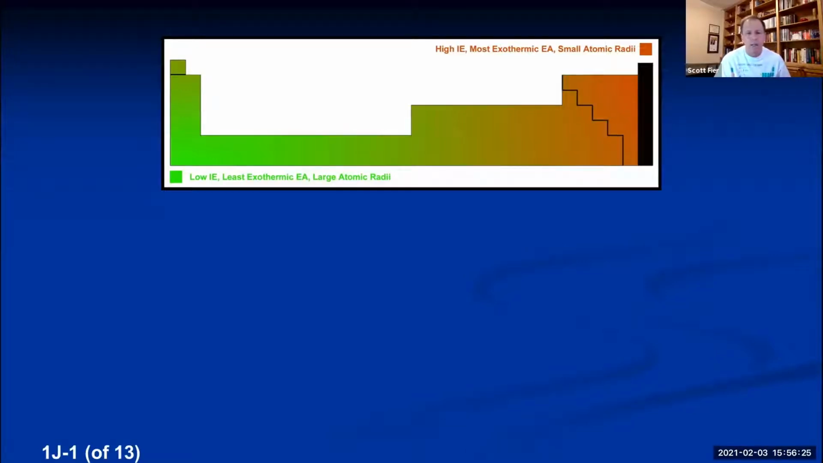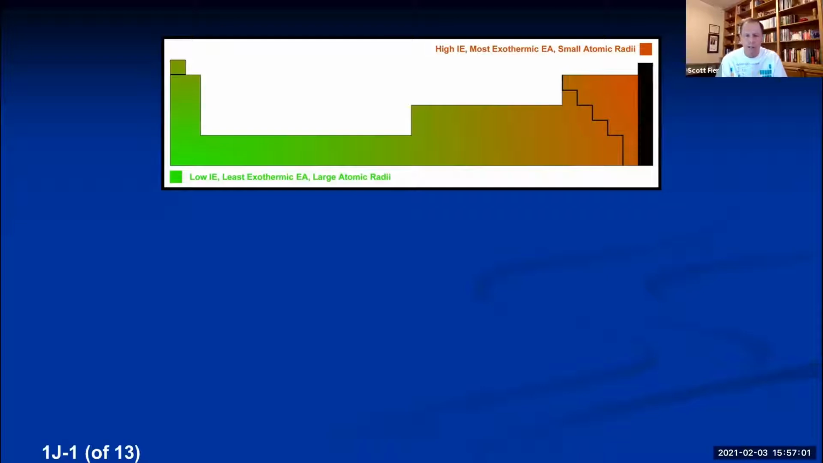Now, what we just talked about in our homework today is essentially the trends on the periodic table, and I've got them highlighted here. Atoms in the bottom left-hand corner of the periodic table have low ionization energies. They are the least exothermic electron affinity atoms, and they're the largest atoms. But if you go to the upper right-hand corner of the periodic table, these have the highest ionization energies. It's hard to pull electrons off of them. They're the most exothermic electron affinities. So that means when they gain electrons, they become way more stable, and they're the smallest atoms.